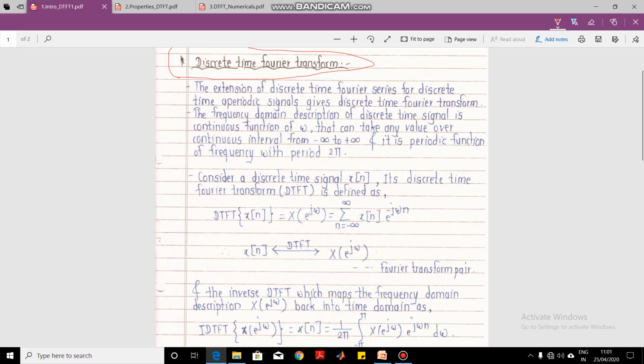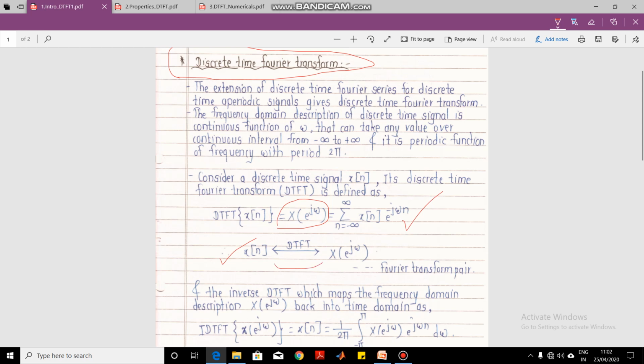Now how do we define the discrete time Fourier transform? The discrete time Fourier transform is denoted by the symbol X(e^{jω}). X(e^{jω}) is given by the summation from n equal to minus infinity to infinity of x[n] e^{-jωn}. This is the equation of the discrete time Fourier transform, and this is normally how we show the pair: x[n] DTFT X(e^{jω}).